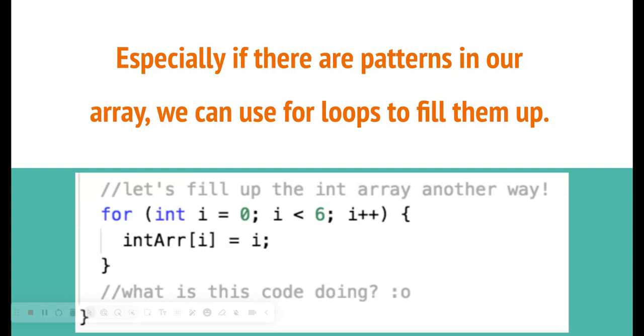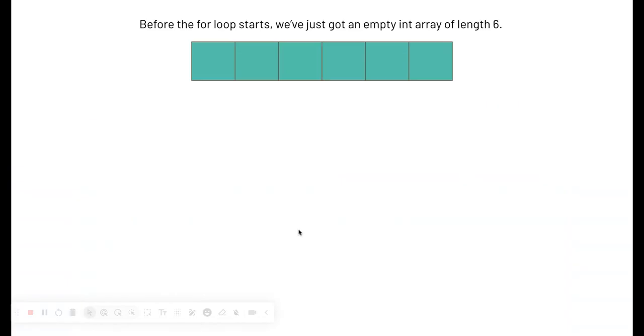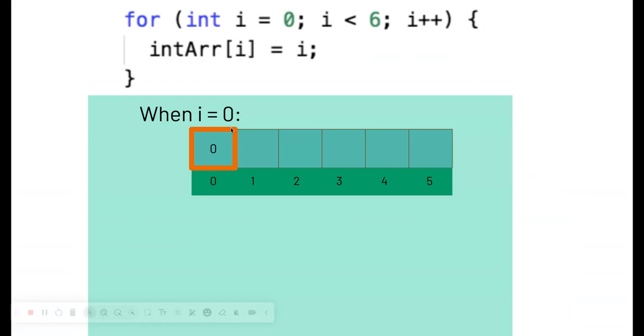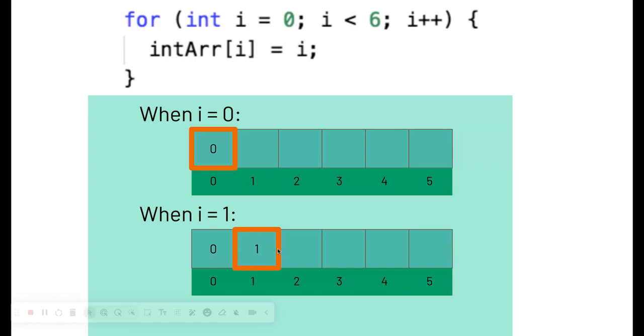Especially if there are patterns in our array, we can use for loops to fill them up. So here's an example. If we use a for loop going from int i equals 0 to i equals 5, then every time intArray at that index is equal to the value of i. Let's actually show you what this code is doing. Before the for loop starts, we've just got an empty int array of length 6. But when i equals 0, we're assigning the value at index 0 to 0. When i is 1, we're assigning the value at index 1 to 1. And then 2 and 2, 3 and 3, and so on.